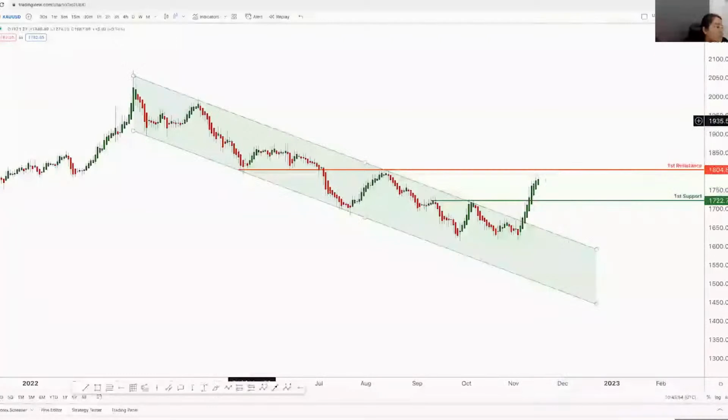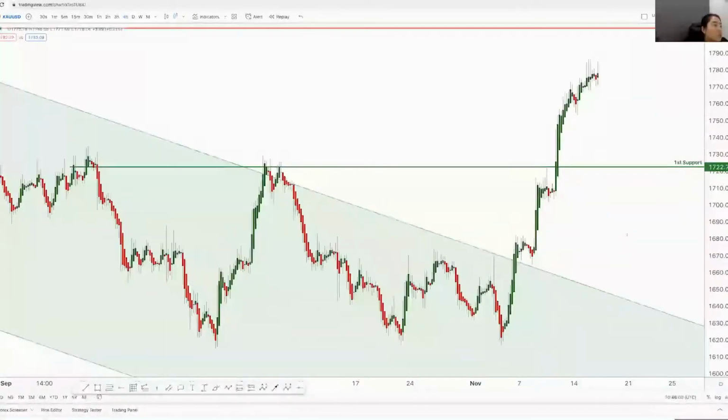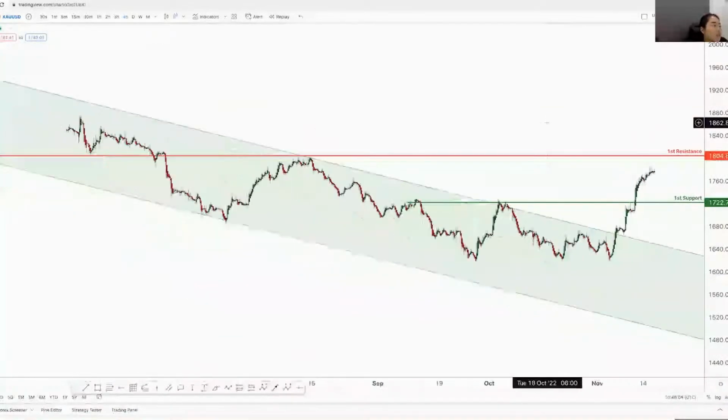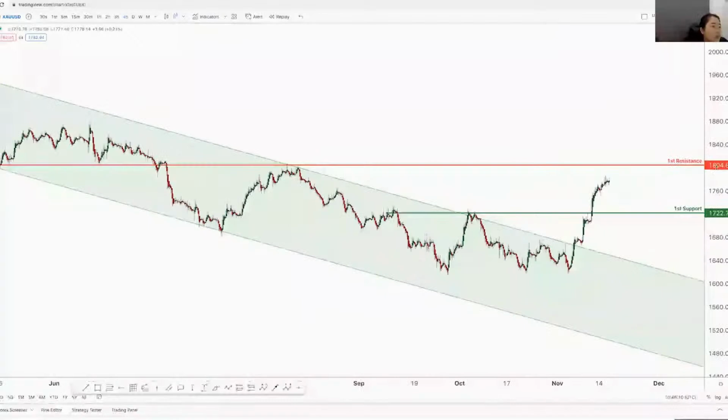Okay, we've got that. Let's go down to the smaller time frame. Now, what we're going to do is combine.